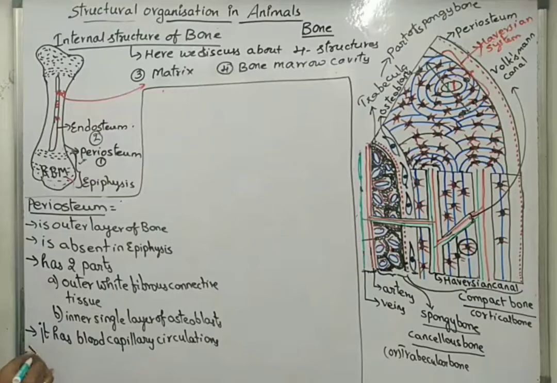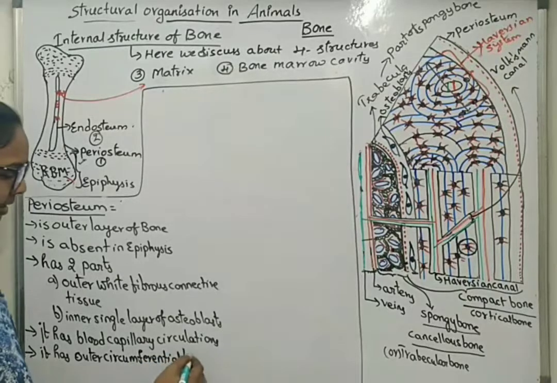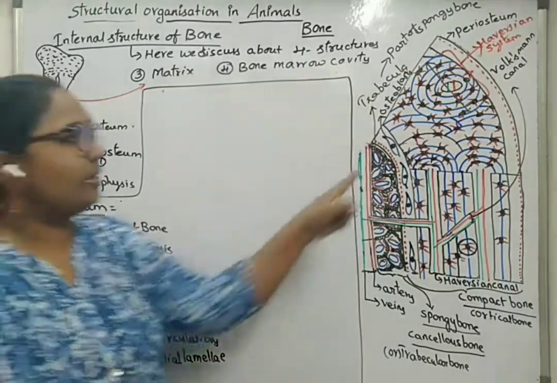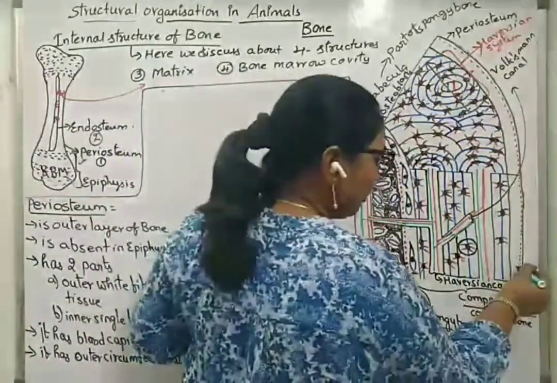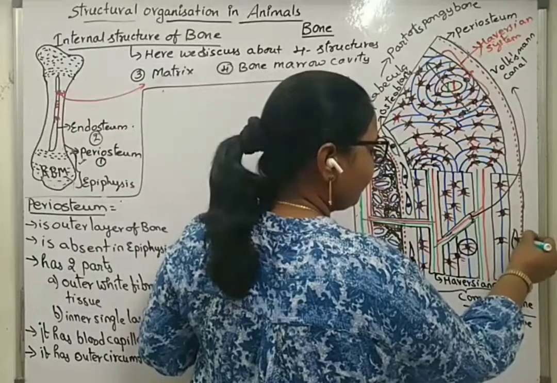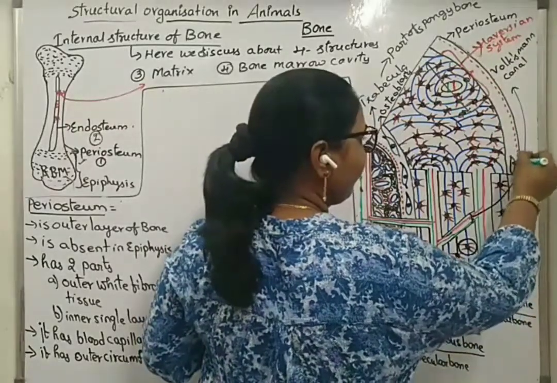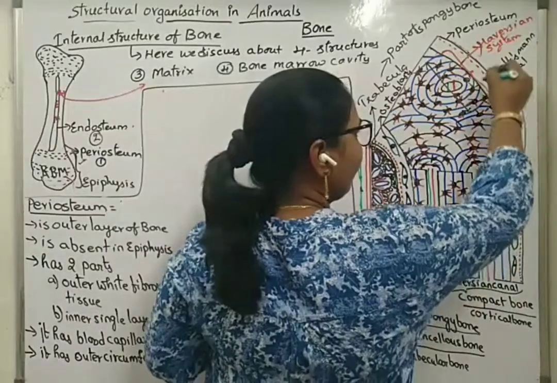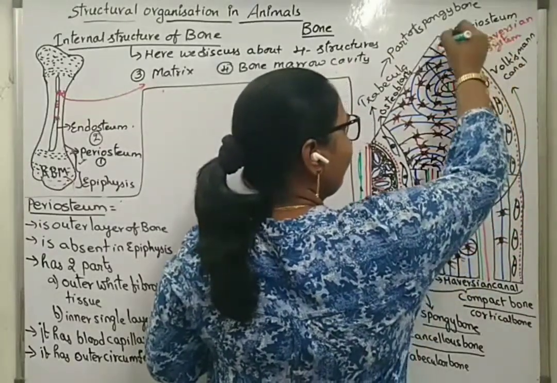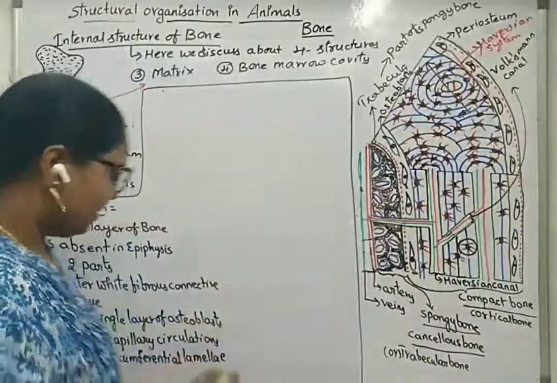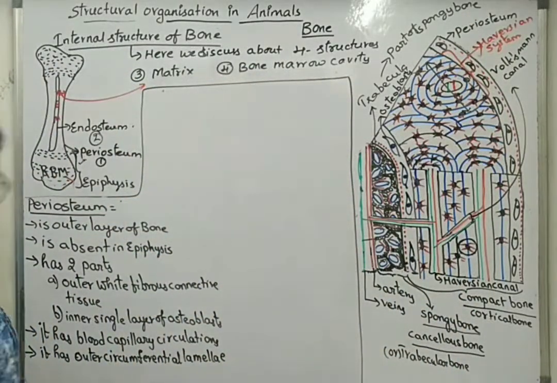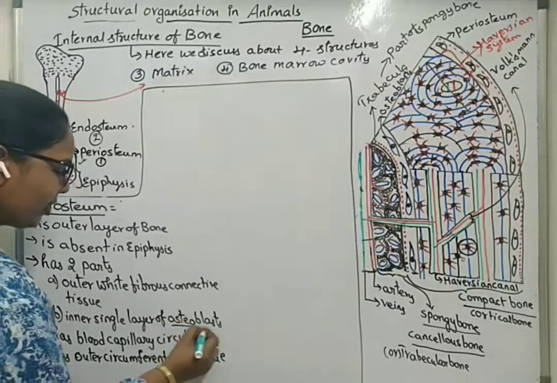Next, so it has outer circumferential lamellae. Here there are outer circumferential lamellae. We did not mention about osteoblasts. These are osteoblasts. Few points regarding periosteum. So here we have written osteoblasts.